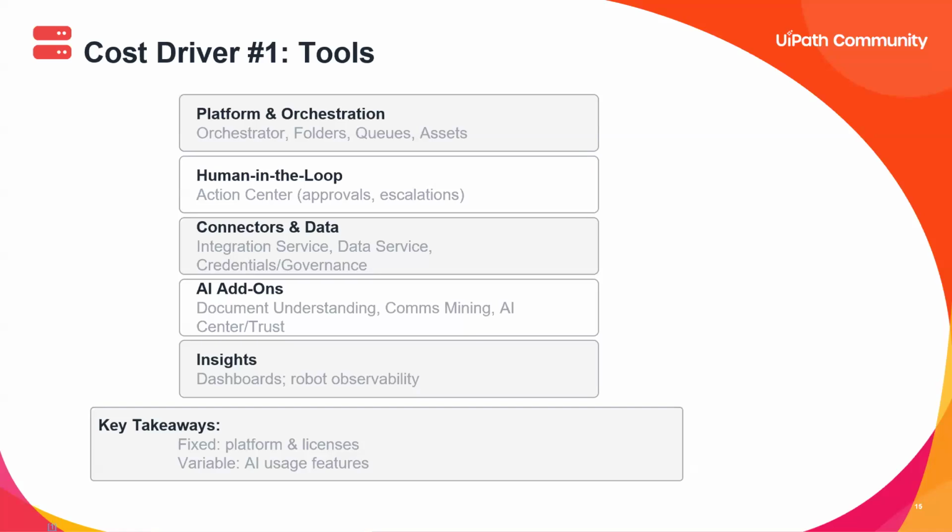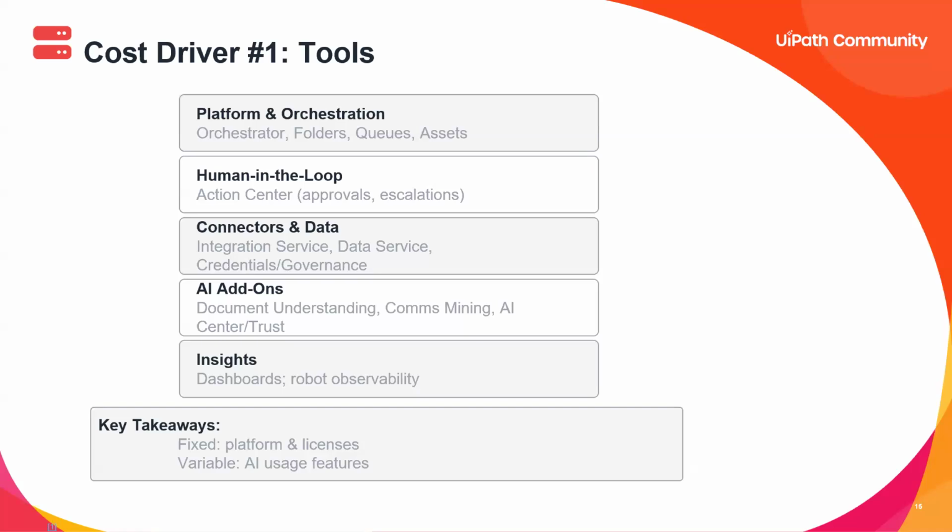So these connectors will allow agents to access information from different systems. And AI add-ons, this is where the agentic power comes in. So tools like DU, document understanding, and AI Center, which help agents interpret and learn from data, even from unstructured documents. So these often have variable costs tied to how much they are used, and because they are mostly doing the more complex work than any other thing.